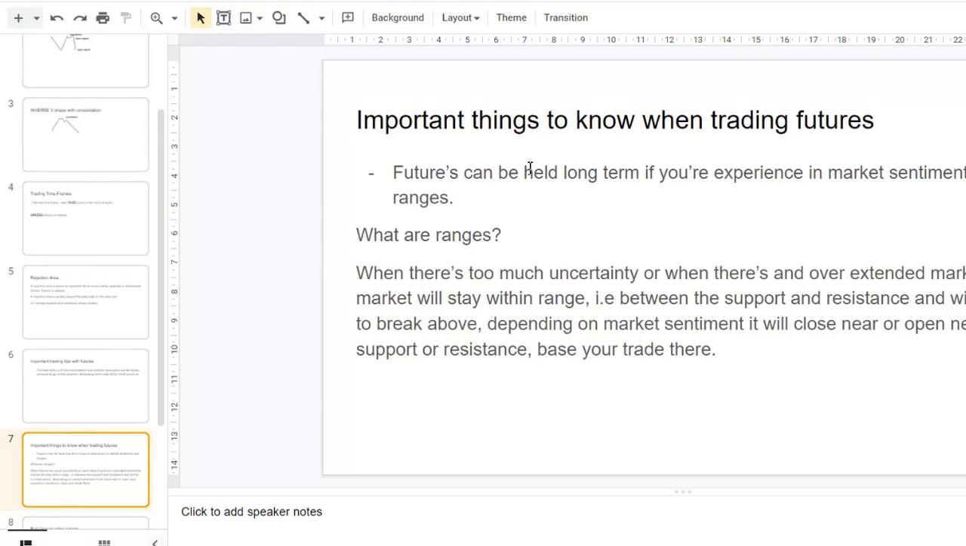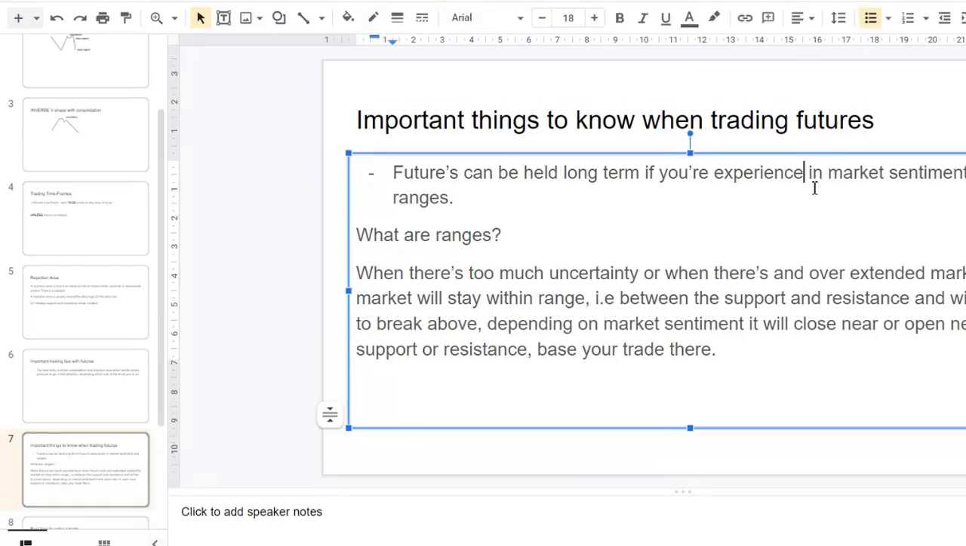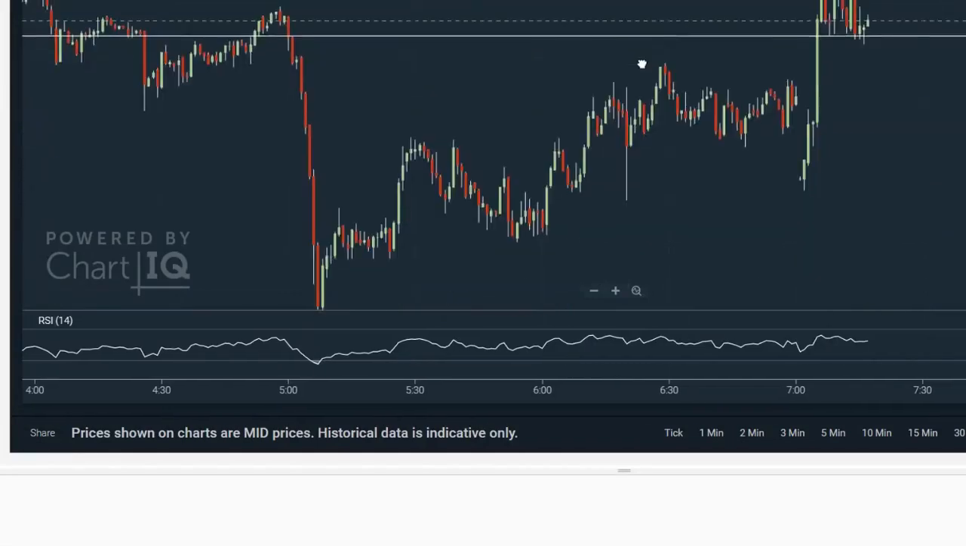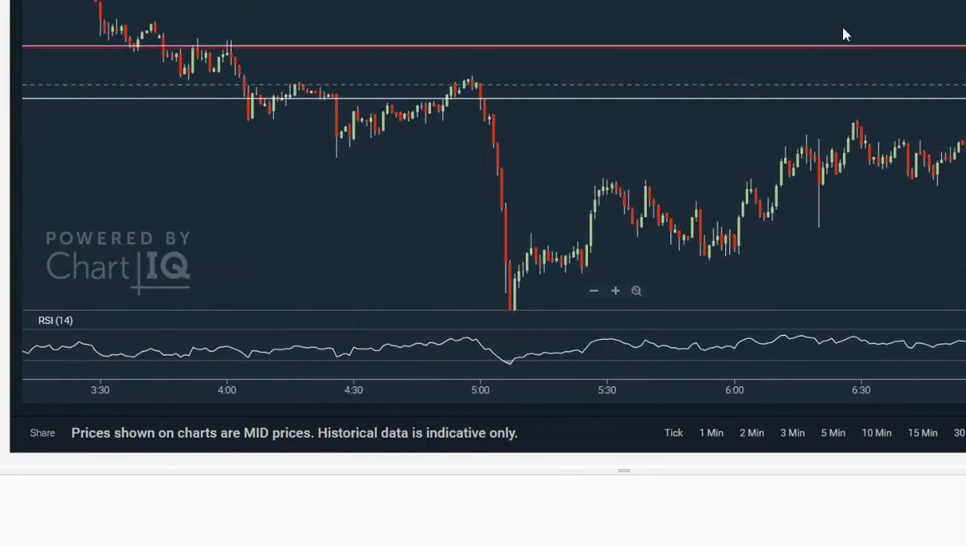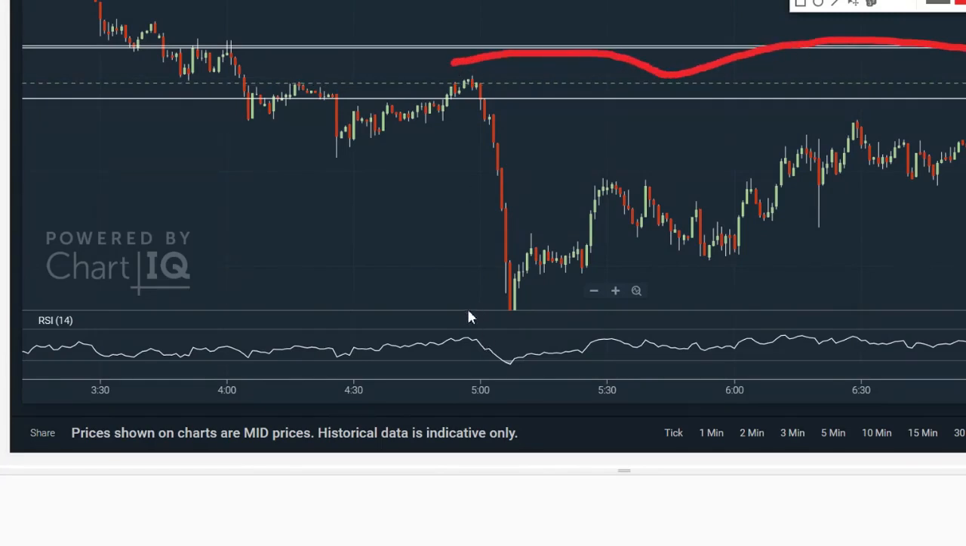Futures can be held long term if you're experienced in market sentiment and ranges. So you can hold your loss for a period of time, guys, if you're experienced in market sentiment and ranges. What is a range? Well, this is a range, guys. This right here is a range. The market wants to stay within range, i.e. it doesn't want to drop, it doesn't want to go up, it just wants to stay within range. Unless news comes out and it pushes it even higher.